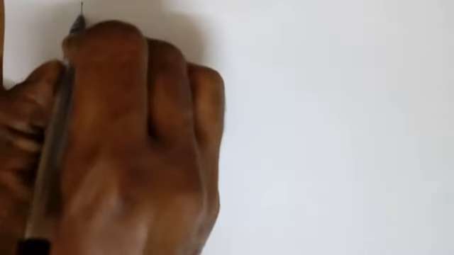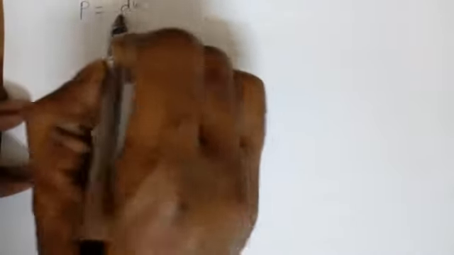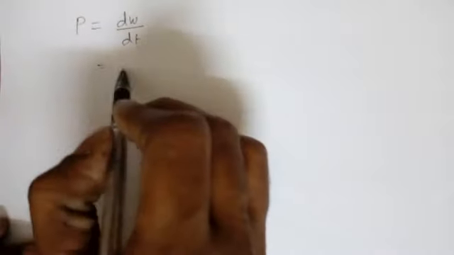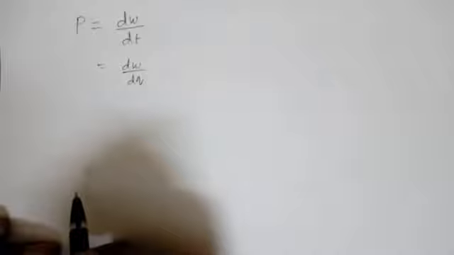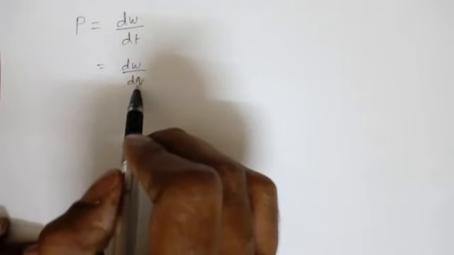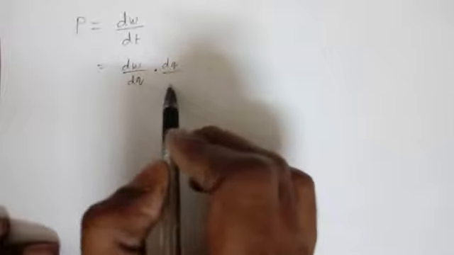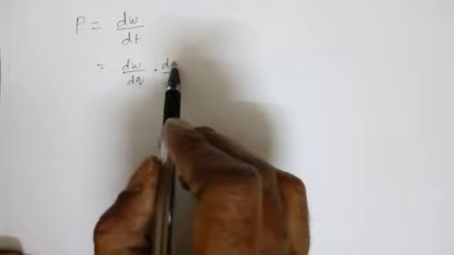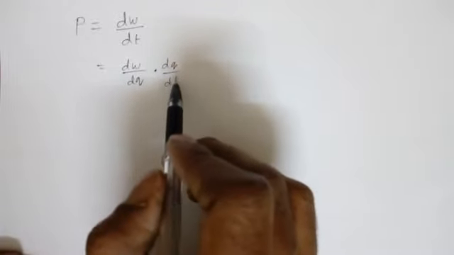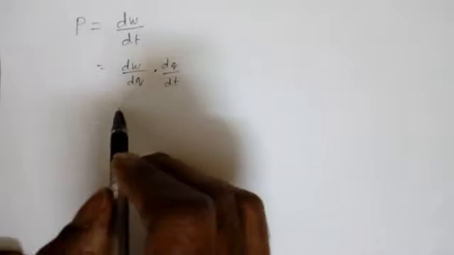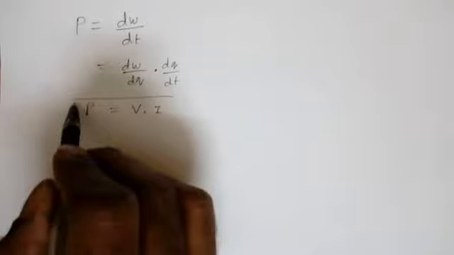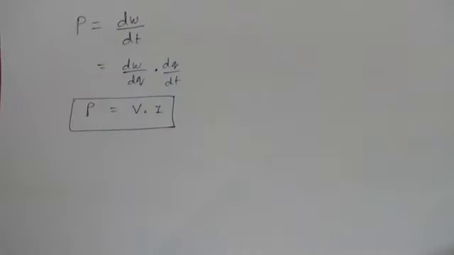Now we know that power P is equal to work done per unit time, right? So P is equal to dW by dt. Now how can we write it another way? dW by dq, that is the work done per unit charge to move, and dq by dt, this is the current I, the net motion of the charge per unit time. This is the voltage V and this is the current I, which is nothing but power P is equal to V into I in a resistance.